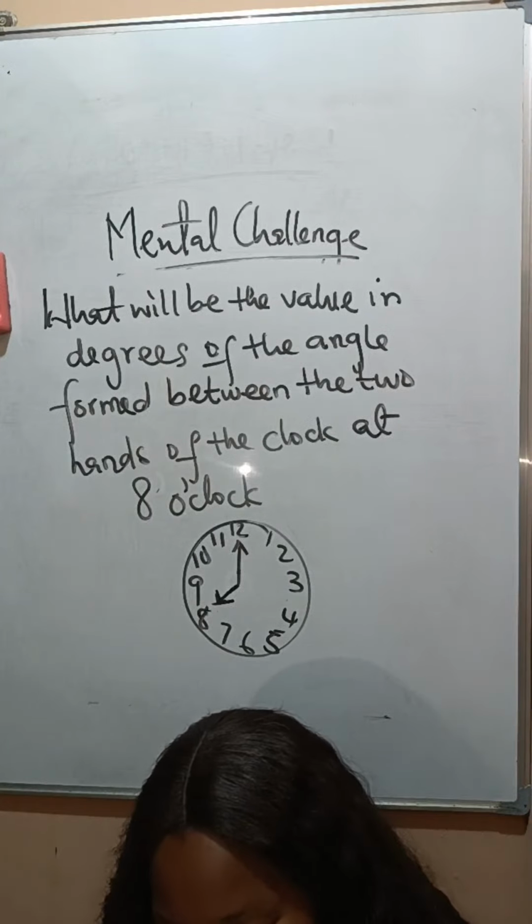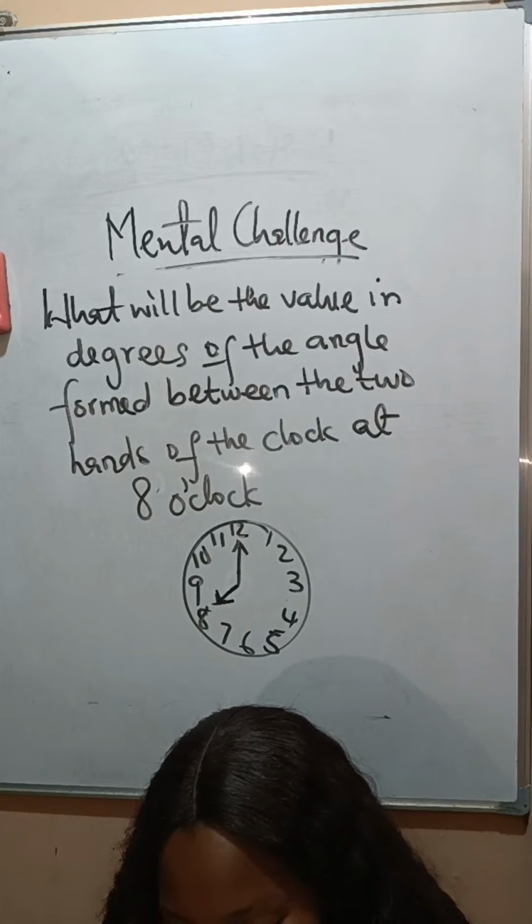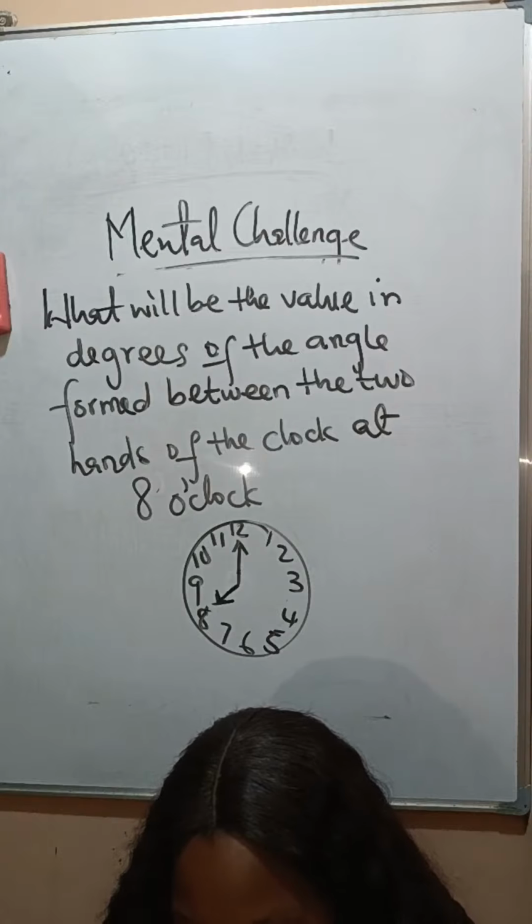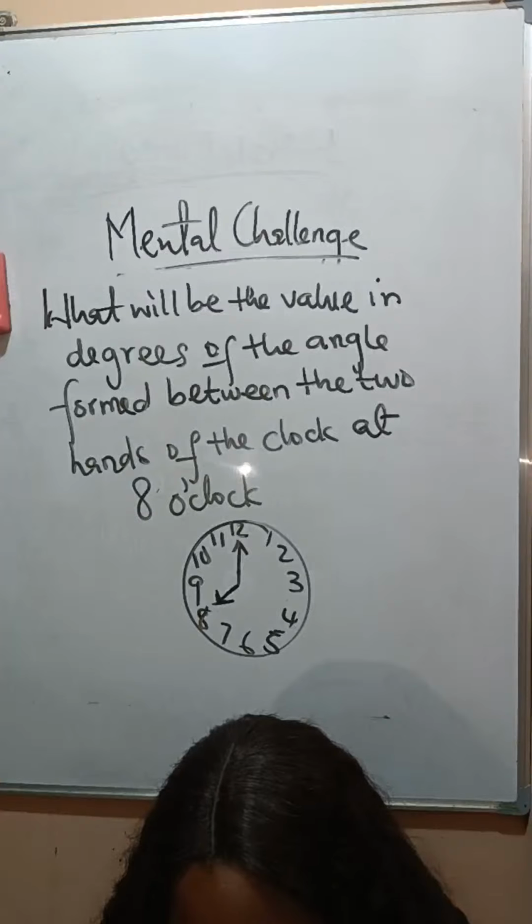Thank you. So, what will be the value in degrees of the angle formed between the two hands of the clock at 8 o'clock? At 8 o'clock. That's a very interesting question, seriously. Because when I saw this, what I used to solve it is I did not even start counting. What I did was I used the knowledge of pie charts to do that.